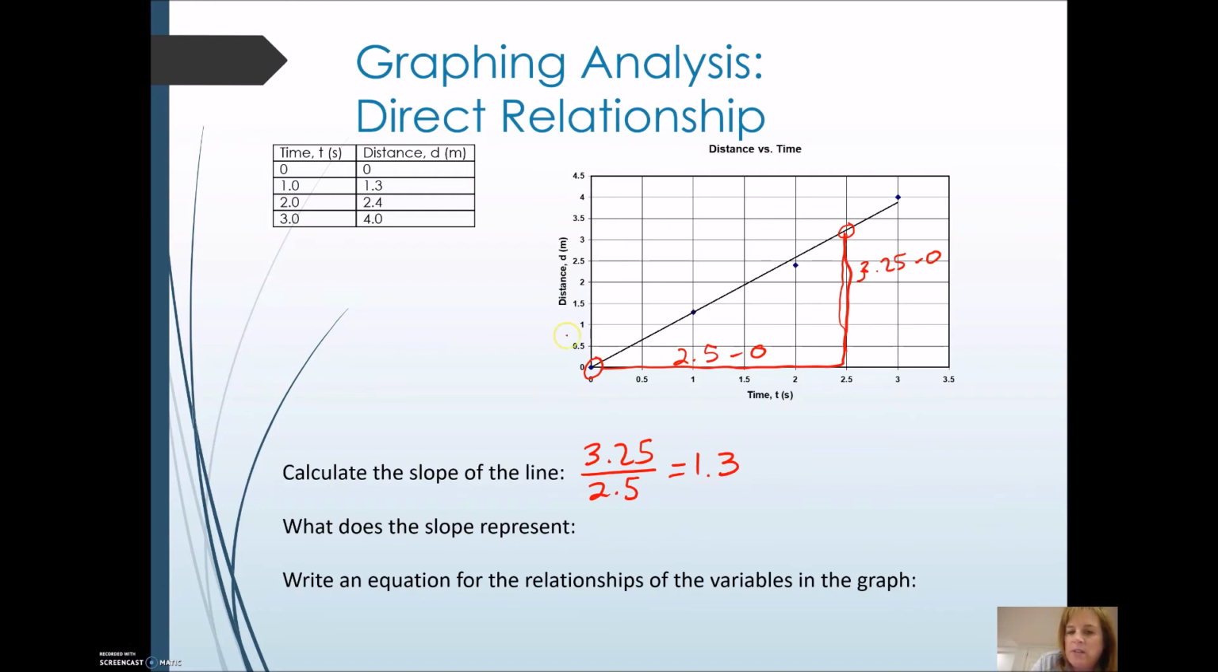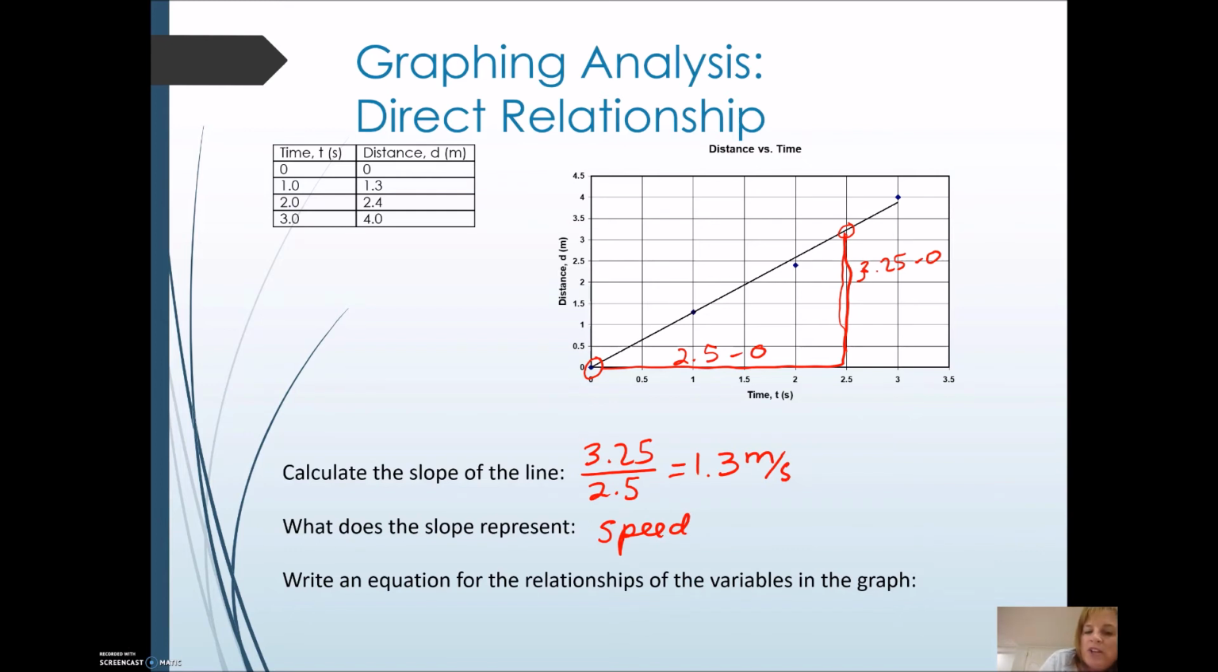The y values, that change in y is on top, so that's the meters, and the unit for the time is seconds. What does the slope represent? Well, if you think about it, the slope represents how far I'm going for each time interval, which represents how fast I'm going, and we call that speed. Speed is how fast you're going. Or if this was displacement over time, we call it velocity.